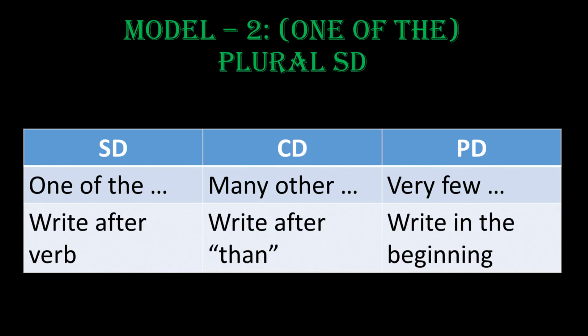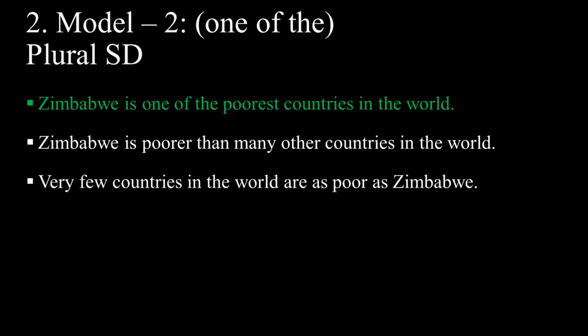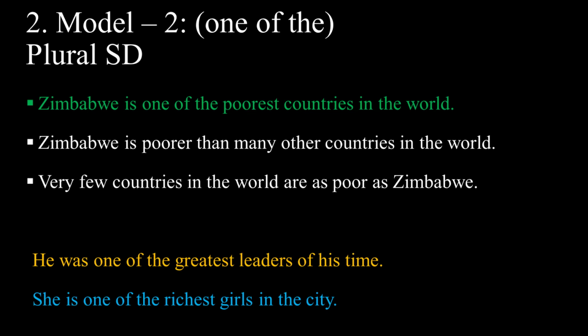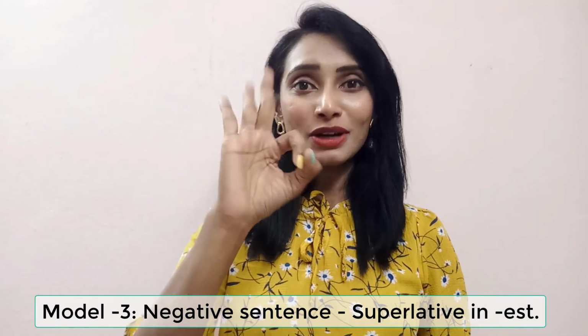For example, Zimbabwe is one of the poorest countries in the world. There are many other poorest countries, but we are talking about one of many. So the comparative should be Zimbabwe is poorer than many other countries in the world. Very few countries in the world are as poor as Zimbabwe. Try to convert the rest of the sentences. Now let's see model 3.